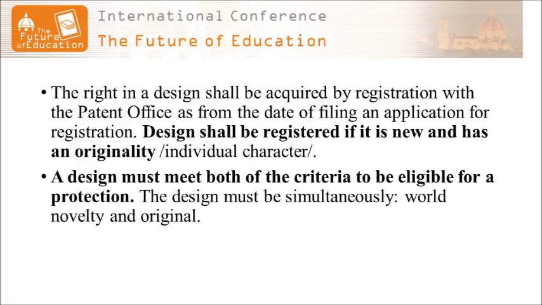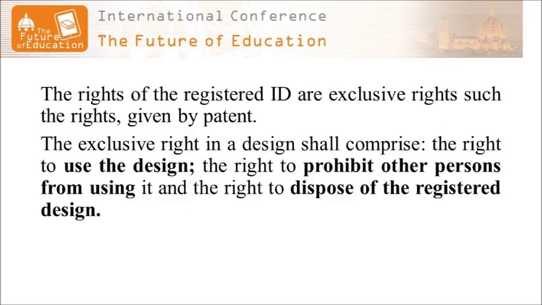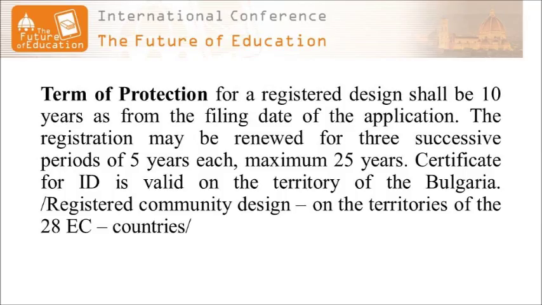Design shall be registered if it is new and has originality. A design must meet both of the criteria to be eligible for protection. The rights of the registered industrial design are exclusive rights, such as the rights given by a patent. The exclusive right in a design shall comprise the right to use the design, the right to prohibit other persons from using it, and the right to dispose of the registered design.